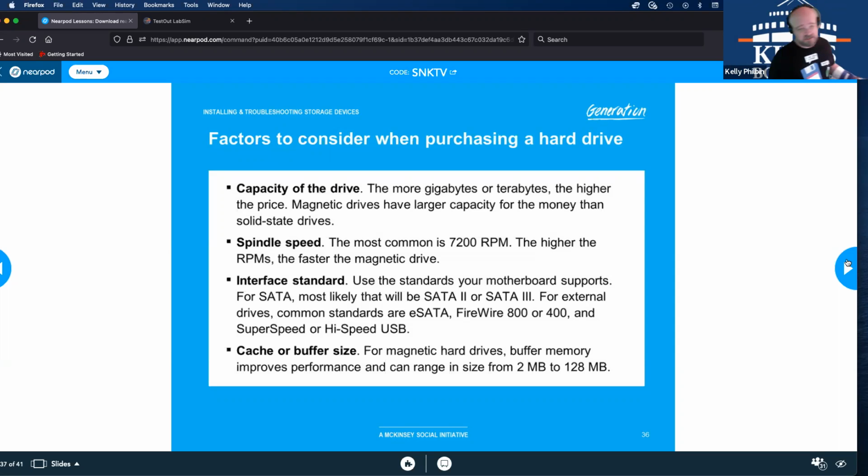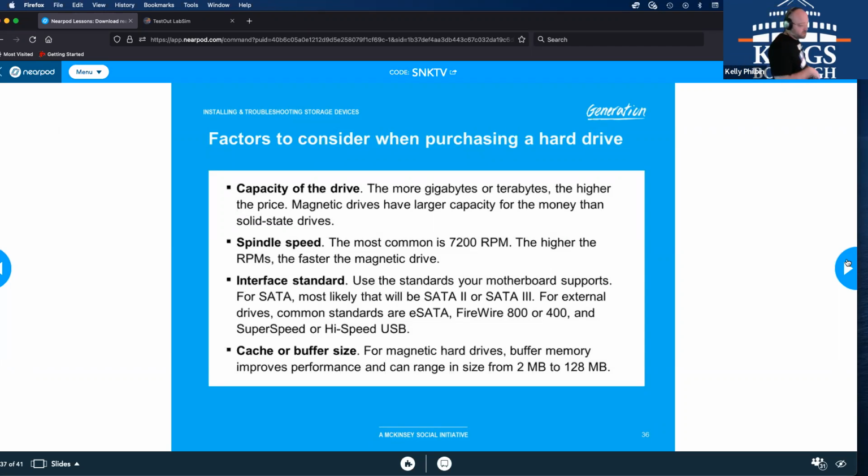What standard does it use? If I have PATA drives, I can't get a hard drive with a SCSI connector. They won't be able to talk, so what interface is used? And then cache or buffer size, depending on how much reading and writing you're doing, can improve your performance. That's usually between 2 to 128 megabytes.